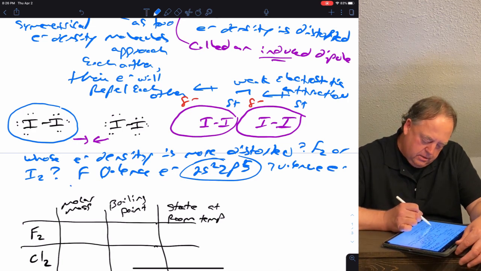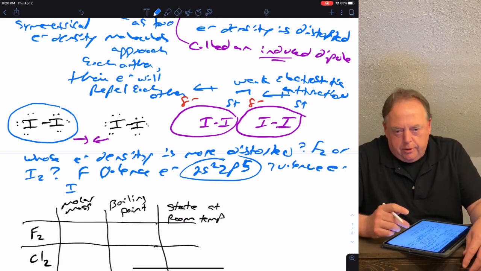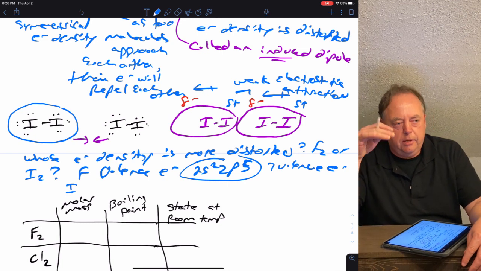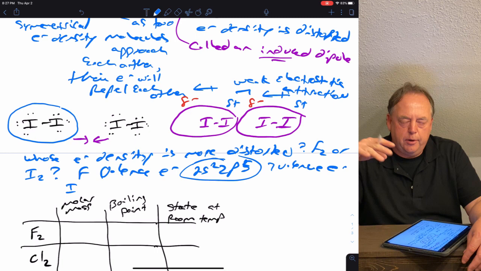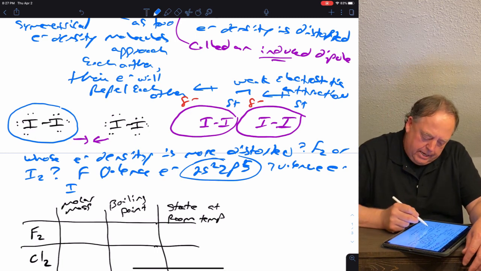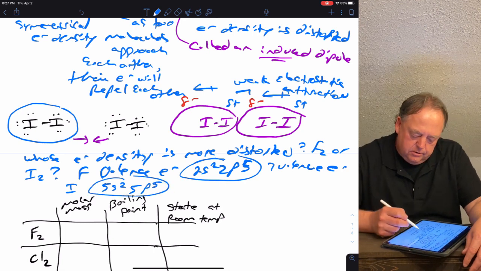And for iodine, if we look at the periodic table, fluorine is in the 2nd period, chlorine's in the 3rd period, bromine's 4th period, iodine's in the 5th period. So iodine would be using 5s2 and 5p5. That would be its 7 valence electrons.